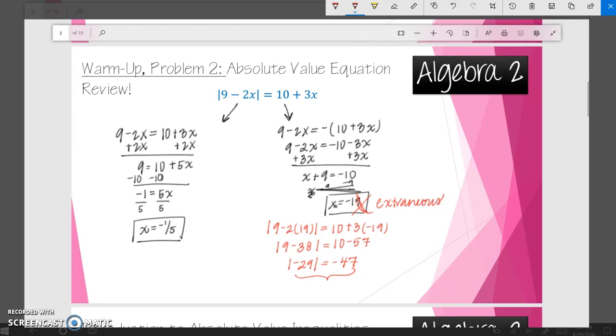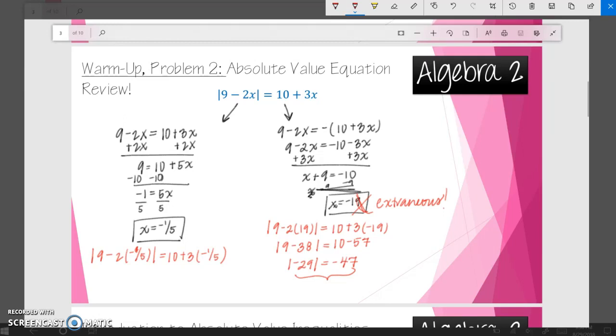Then we can go ahead and come over on the left-hand side and plug that value back into the original expression. So here, I'll have 9 minus 2 times negative 1/5 in absolute value bars is equal to 10 plus 3 times negative 1/5. Now, we could either use our calculators to make a quick approximation with decimals, or we could work with fractions throughout. Because this is just a quick check, it's okay to use your calculator.